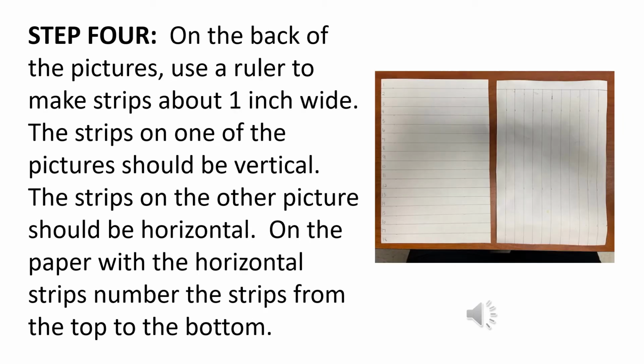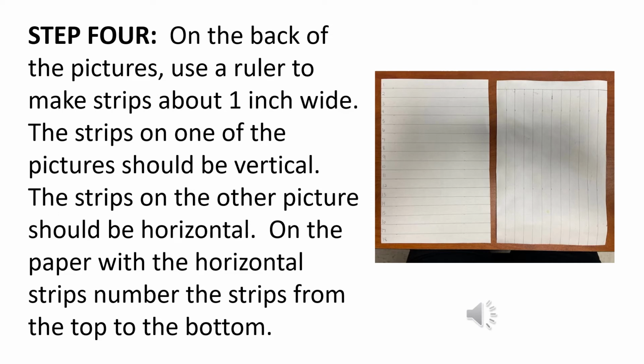Step 4. On the back of the pictures, use a ruler to make strips. The strips on one of the pictures should be vertical. The strips on the other picture should be horizontal. On the paper with the horizontal strips, number the strips from the top to the bottom. The instructions here say that your strip should be about 1 inch wide. Really, there's not a right or wrong way to do this. The strips in my example were about 1/2 inch wide, which leads to more things that you need to weave.